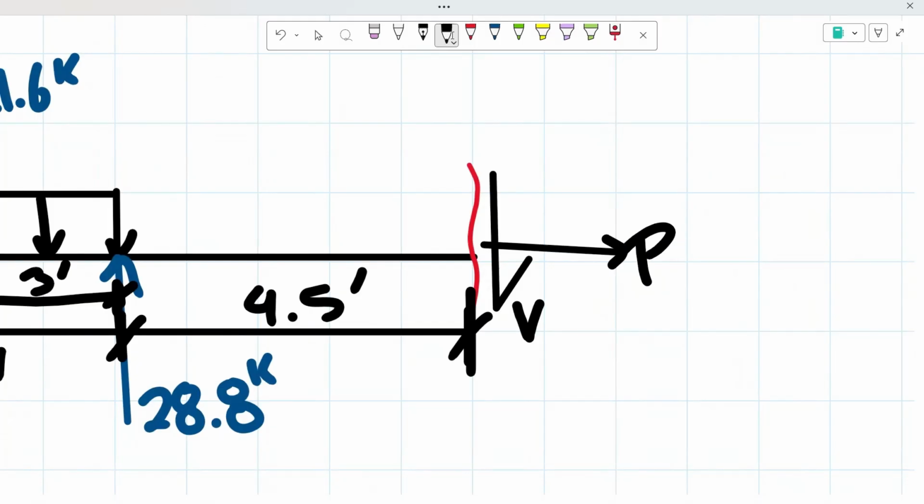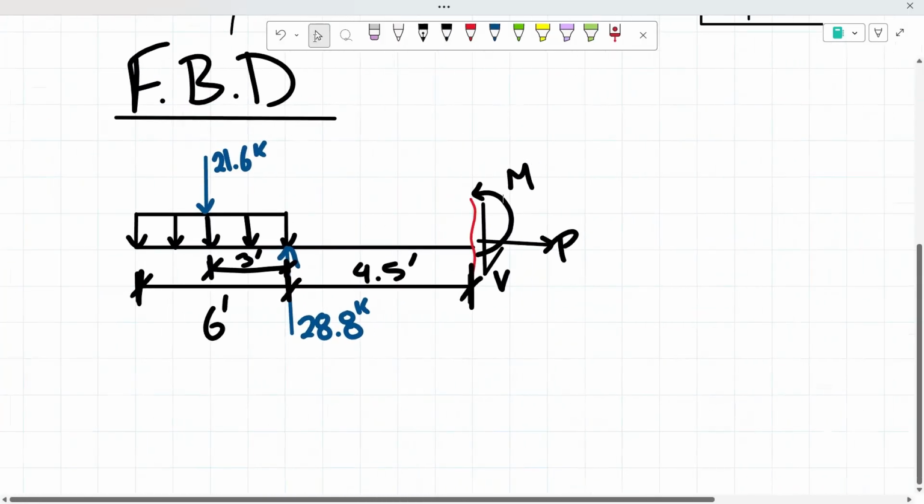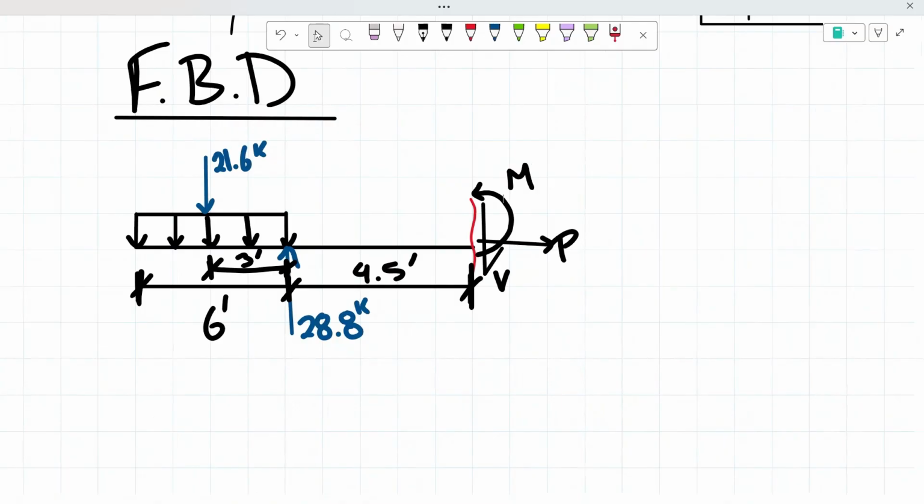And then from there, our moment, based off of our sign convention, we know that it will be going counterclockwise. And we're going to denote that with the letter M. So now that we have everything to determine the values of our normal and shear force and moment, we're simply just going to be taking the sum of the forces in the X and Y direction and the sum of the moments about the cut.